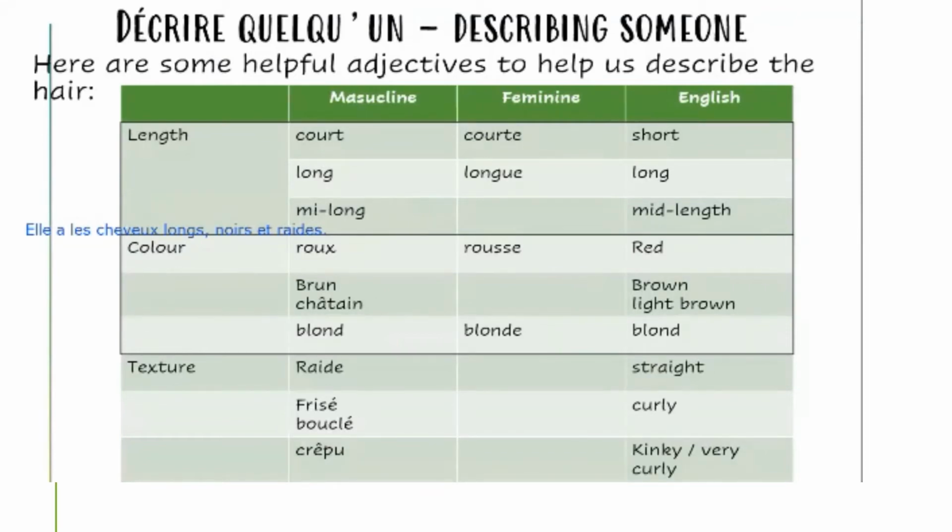Everybody with me? Yes. Super. All right, let's say she has brown curly hair. Or curly brown hair. Frisé. Yes, miss. Elle a les cheveux bruns et frisés. She has brown curly hair. Everybody with me on that one?